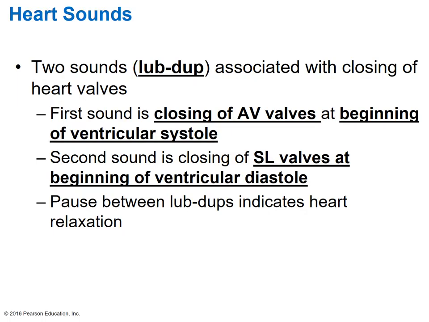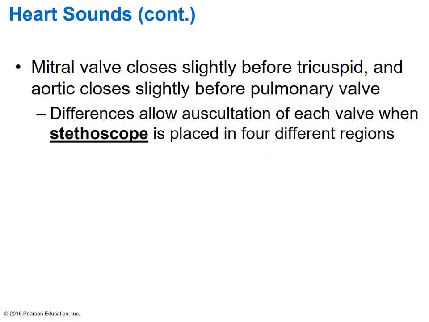If you listen to the heart sounds, there's two different sounds that are associated with the closing of the heart valves. We often refer to as that lub-dub. The first sound is the closing of the AV valves at the very beginning of ventricular systole, and then the second sound is the closing of semilunar or SL valves. There is a little bit of a pause in there. The mitral valve, or the bicuspid valve, is going to close just slightly before the tricuspid, and the aortic is going to close just slightly before the pulmonary valve.